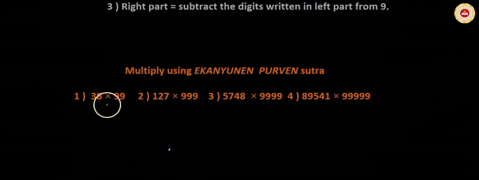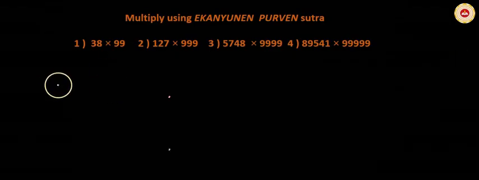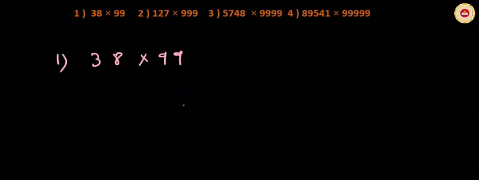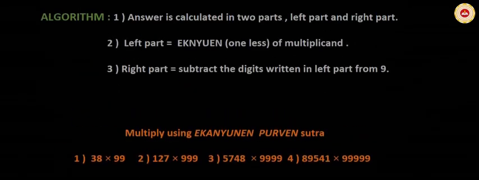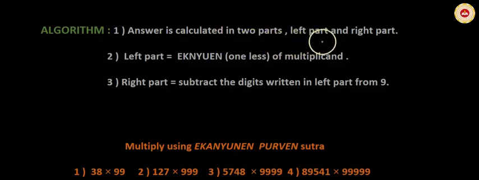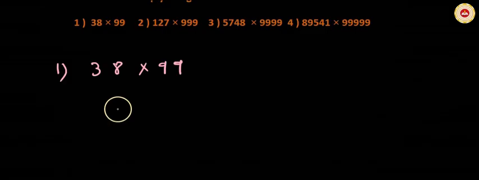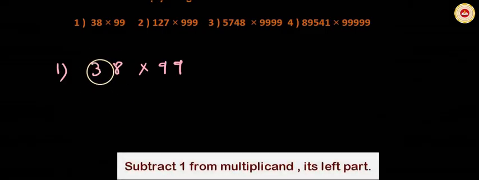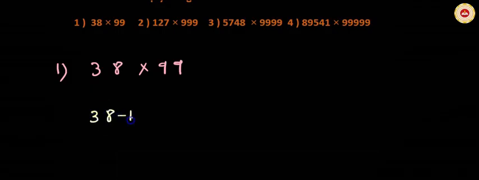First example is 38 multiplied by 99. So the first step is: the answer is calculated in 2 parts, left part and right part. How to calculate the left part? Ekanyunena of the multiplicand. This 38 is the multiplicand. Subtract 1 from the multiplicand 38. See, 38 minus 1. This is a slash. I have drawn this slash to separate the left part and right part.